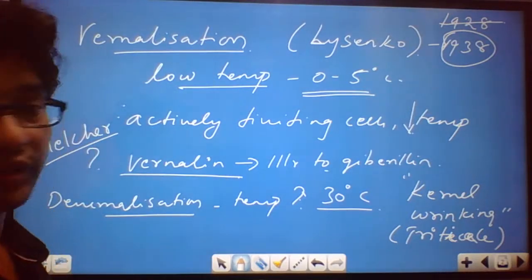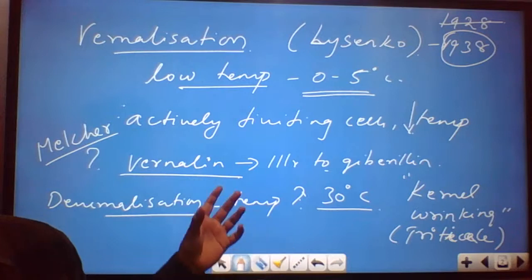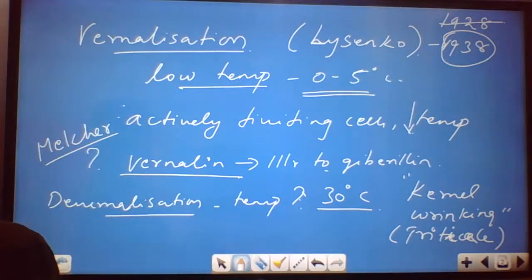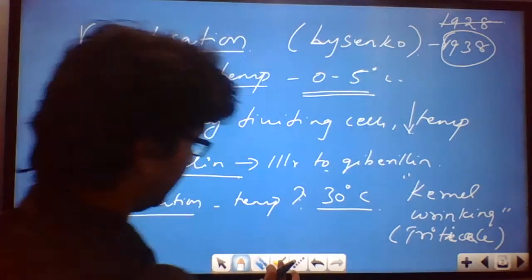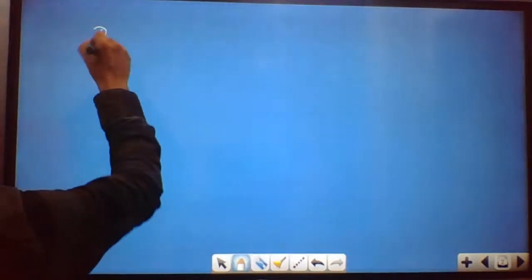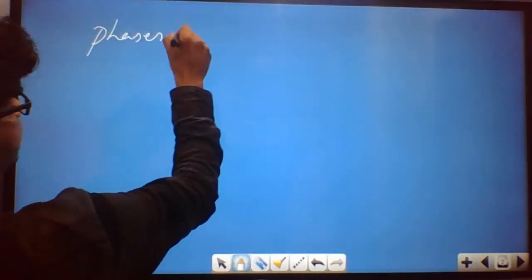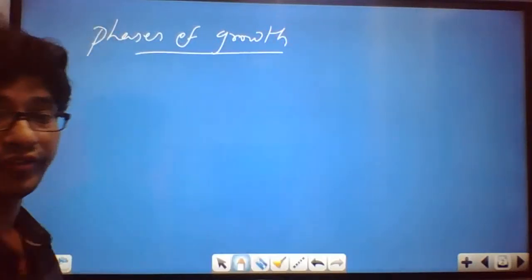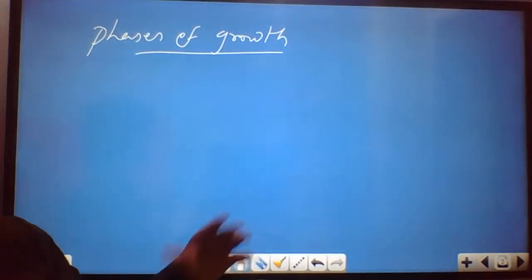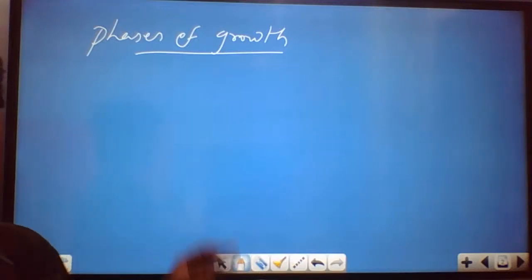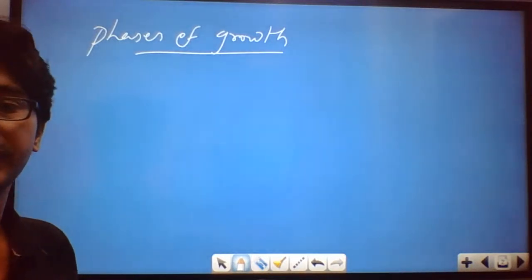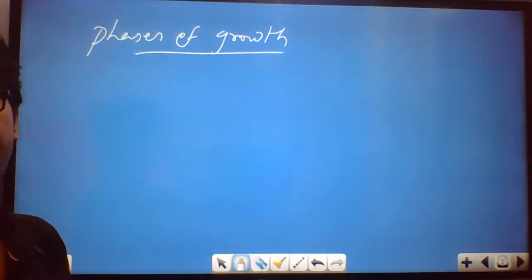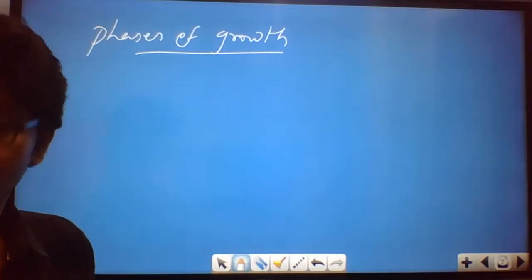Fine, guys. Now we move to the last segment of this particular chapter, that is phases of growth. Coming to the phases of growth, this is the last part. As you know, there are three important phases of growth that you studied in 11th as well as in 12th standard: germination phase, reproductive phase, and the senescence phase. Germination we call the juvenile phase. We call it the reproductive phase, and even we call it a death phase, that is the senescence phase.